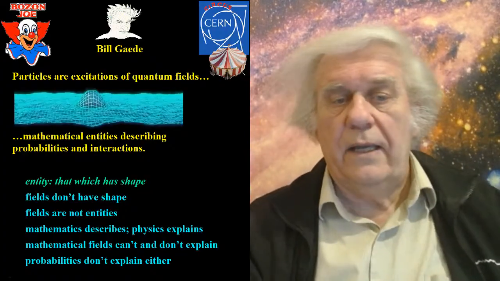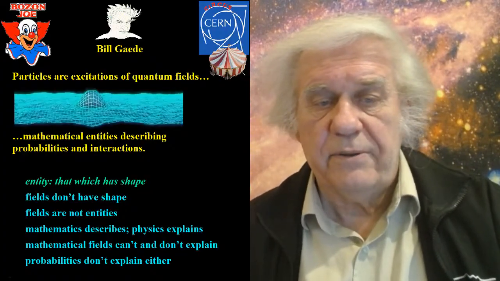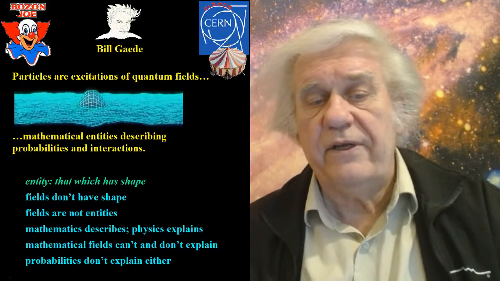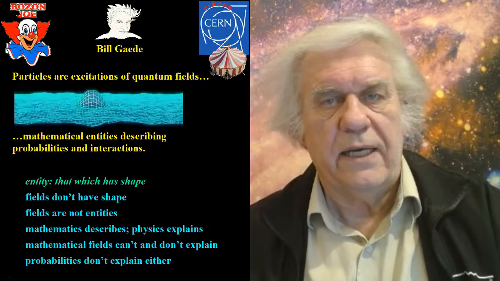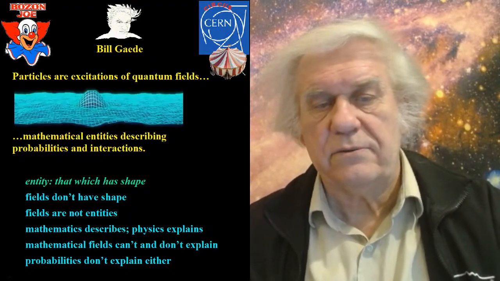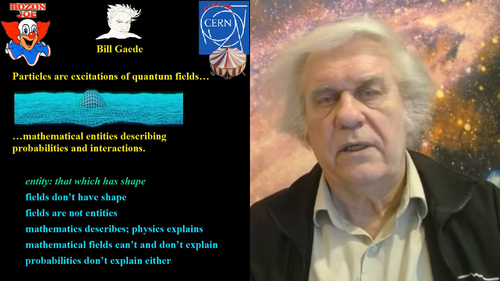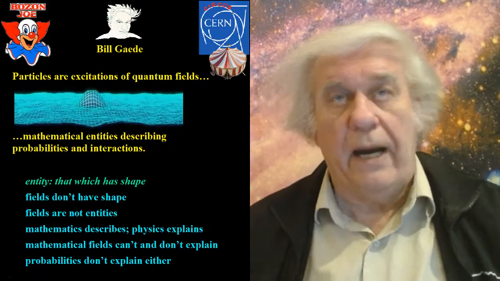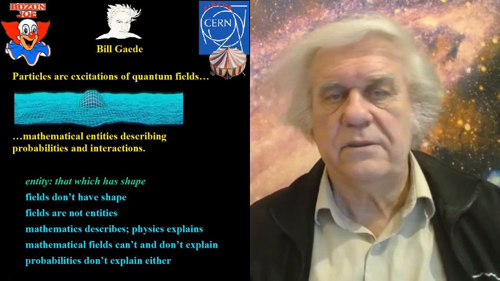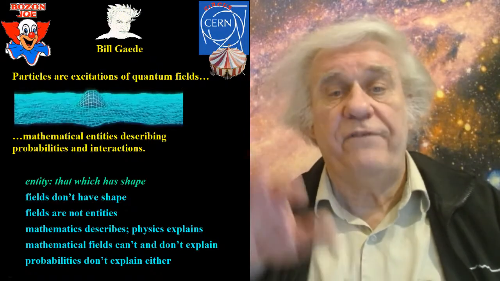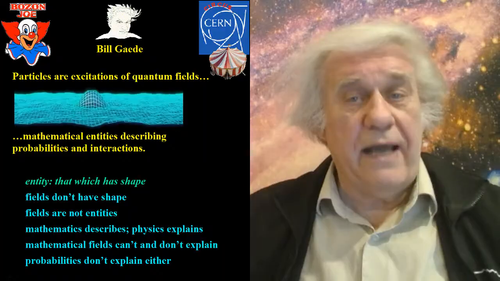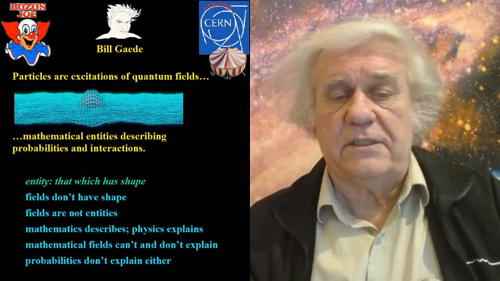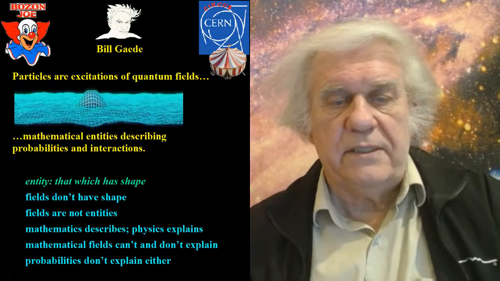Right, and that's true. Okay, so here we have a couple definitions. Entity: that which has shape. What are fields? They don't have shape. Fields are not entities. An entity is a physical object. Synonyms for it are object, thing, something, anything, body, structure. All those are synonyms of entity in physics, for the purposes of physics, not for ordinary speech. Mathematics describes, physics explains. That's the difference between them.